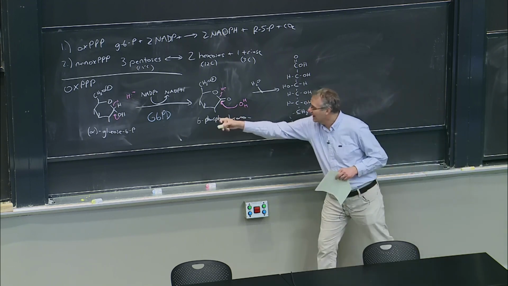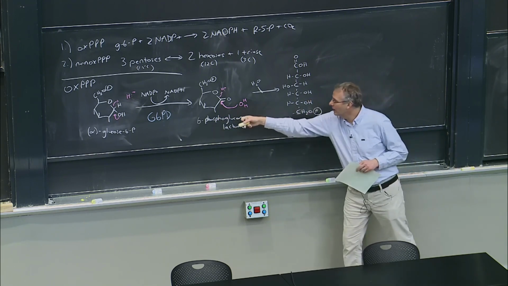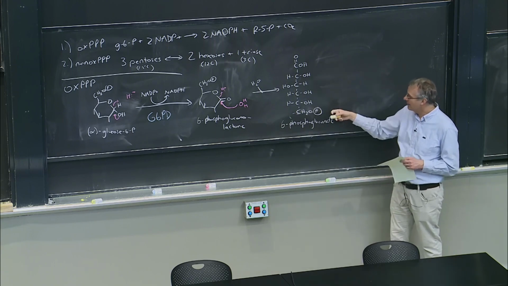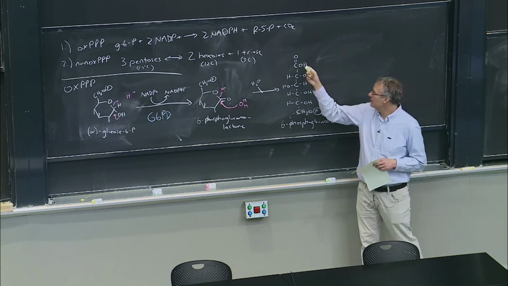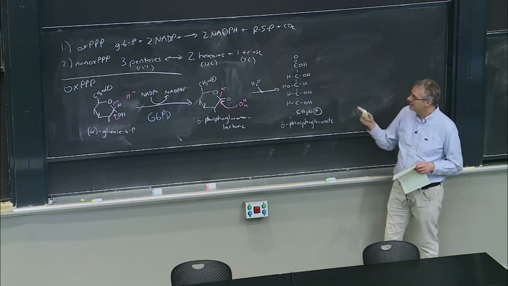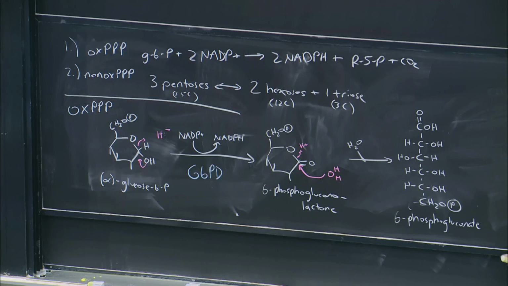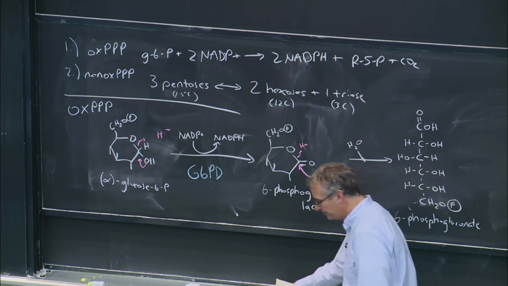Okay, back to the pathway. So if we open up this lactone, what we have here is this molecule, 6-phosphogluconate. It's basically glucose, where the aldehyde has now been oxidized to the acid. That's how we generated NADPH. The next step is we're going to oxidize carbon 3.